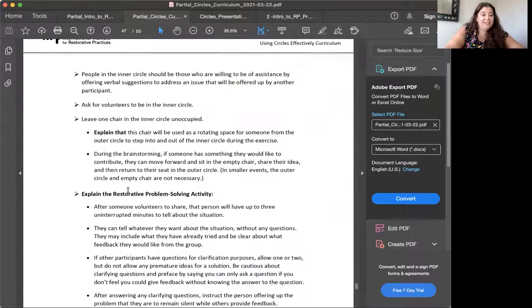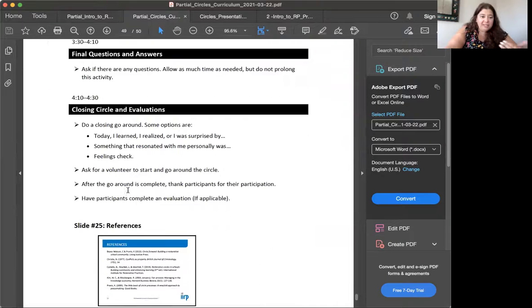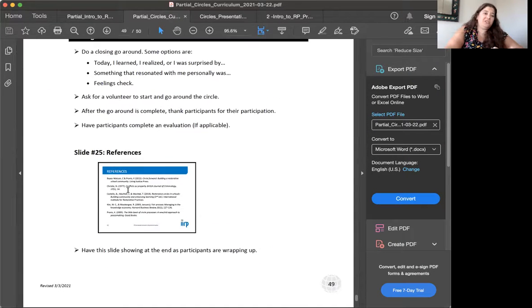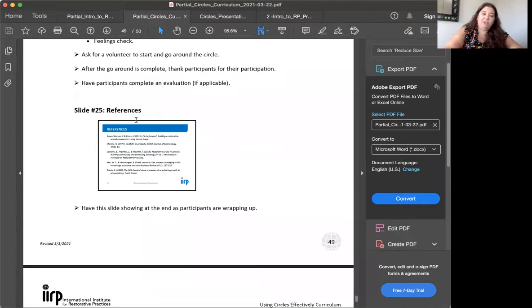And then after this, we just start to wrap up. So I like to take the time for some final questions, doing a closing circle. It also says evaluation. You may want to create an evaluation. That's completely up to you. And then there's lastly a reference page here as well.